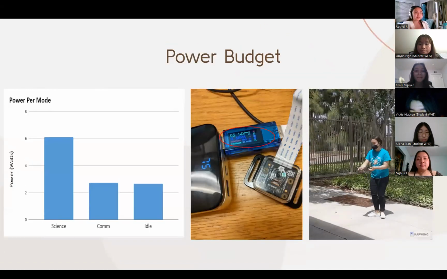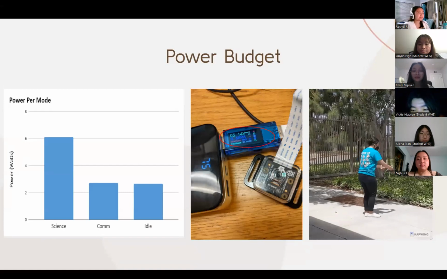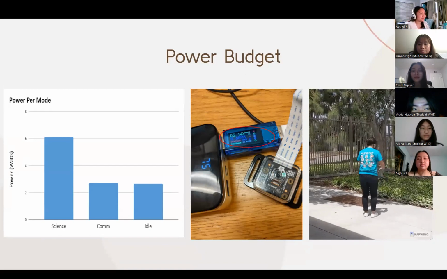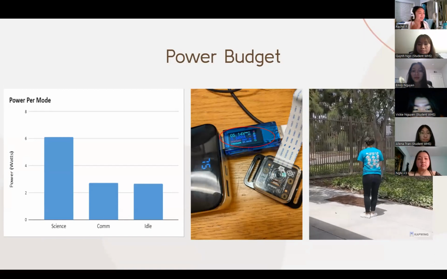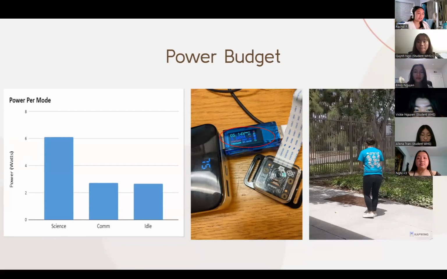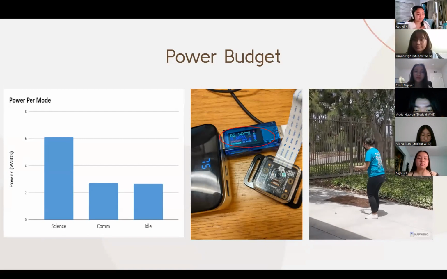Okay, so let's jump straight into the power budget. This is the calculated power per mode. Let's start off with science mode, which obviously takes the most amount of power based off of this graph. The science mode includes the power needed to not only power the camera and the Raspberry Pi, but also to take pictures, as well as power the IMU or gyroscope to give us data on acceleration and angular velocity.